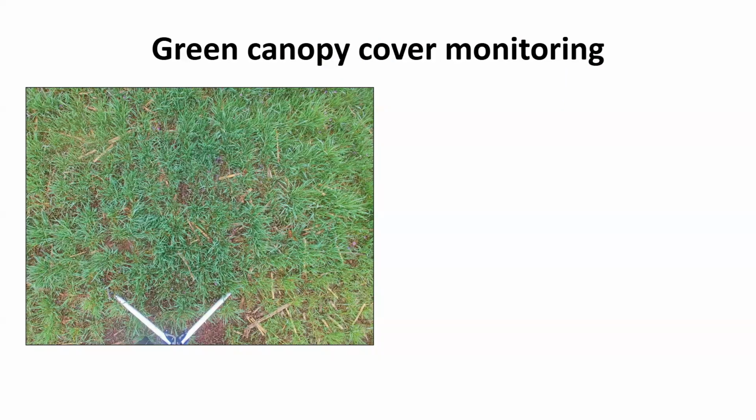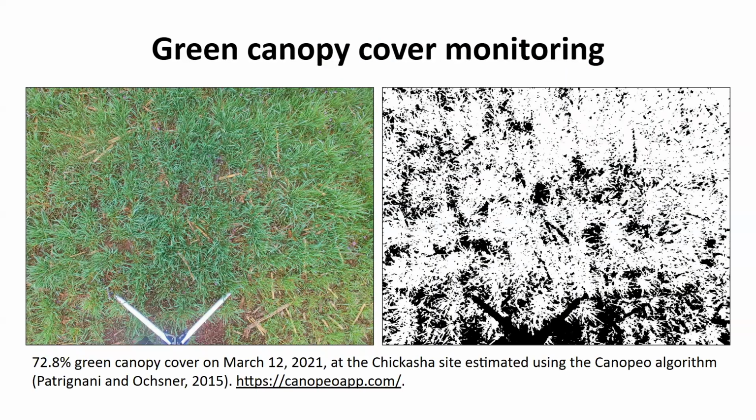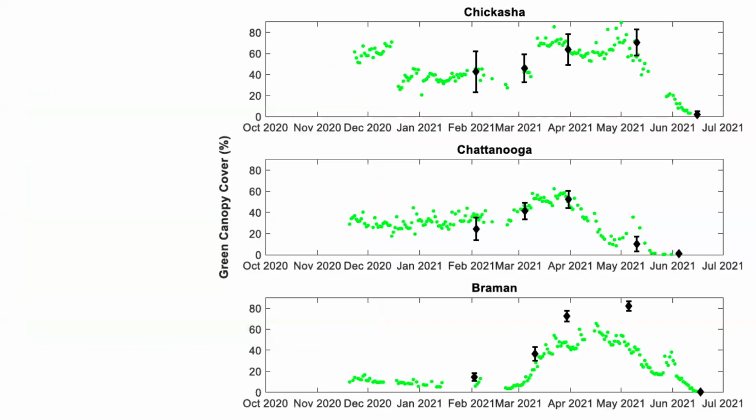So you receive that image and then you process it with the Canopeo algorithm, and for every pixel it determines if that pixel is green vegetation or not. And then we get a green canopy cover. For this particular image, it was 72.8% green canopy cover, and this was from the Chickasha site. You can do that multiple times a day, all throughout the season, and track the progress of that crop. And those data look like this.